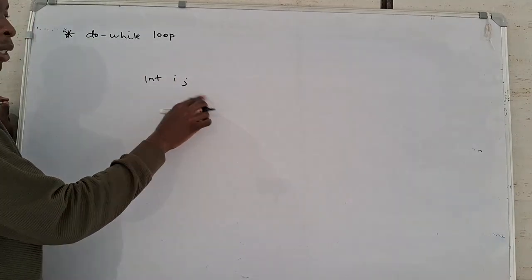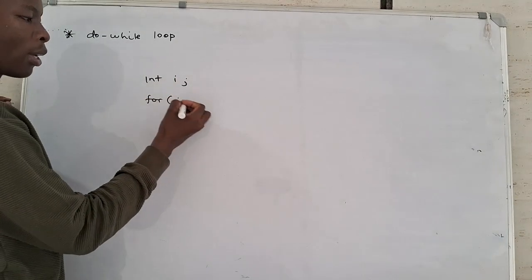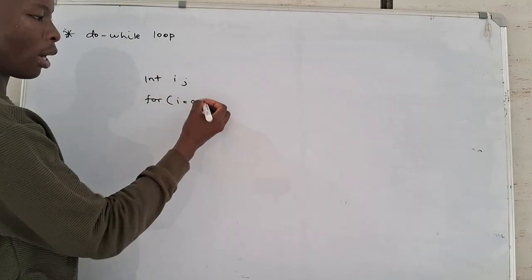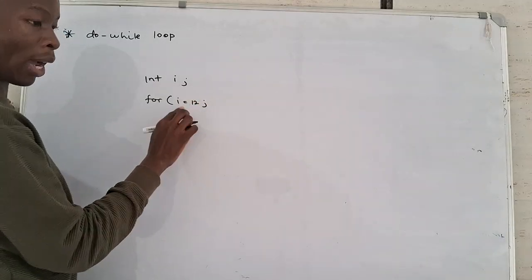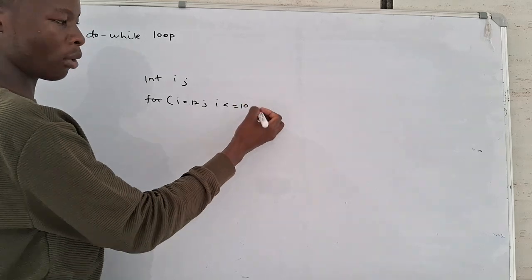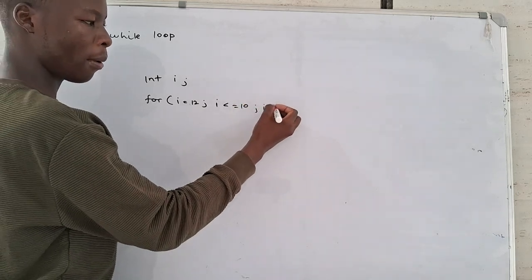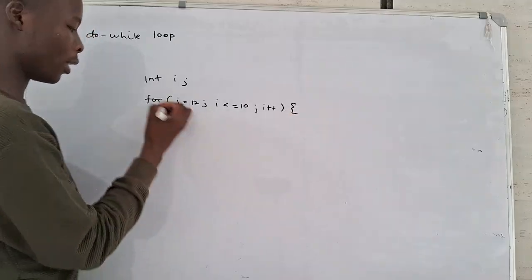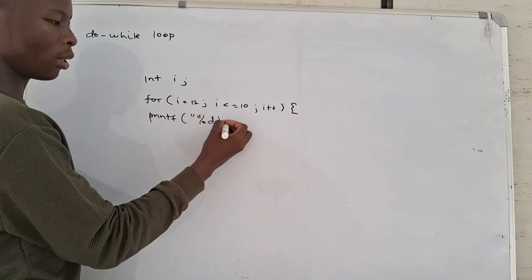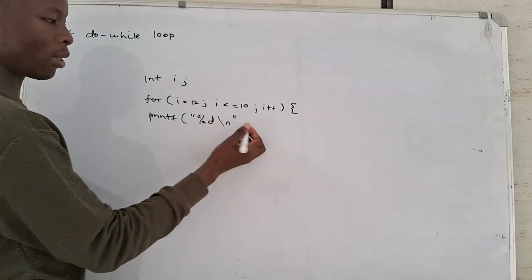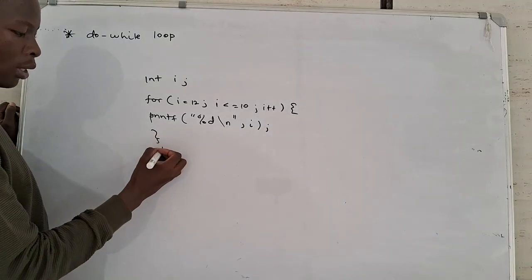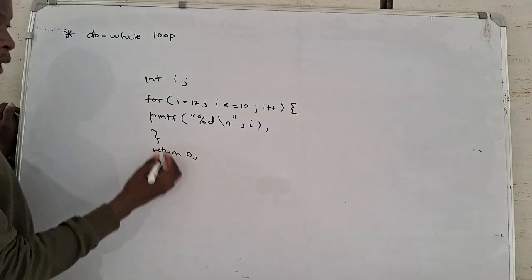This is the declaration. Now I write for, i is equal to 12, i is less than or equal to 10, i plus plus. Then write printf, percentage d backslash n, and I want to print the value of i. Then you close. Return 0. Suppose this is the program.